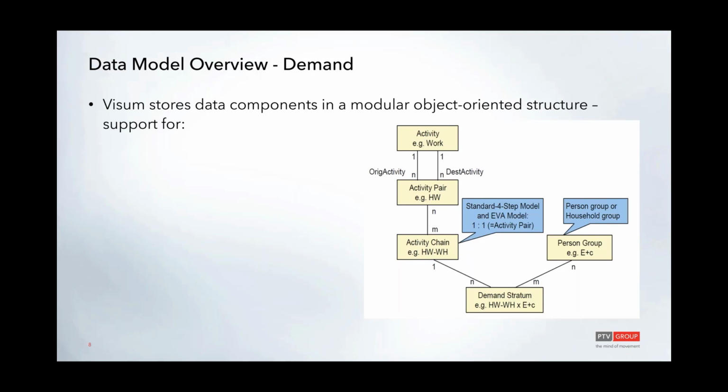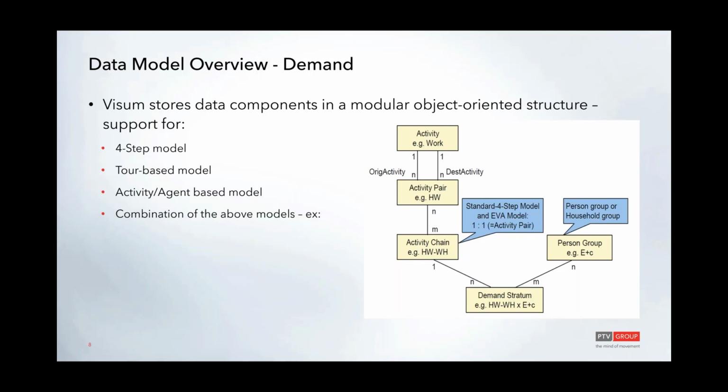Visum stores these components in a modular and object-oriented structure with support given for various elements. So we have the 4-step model component supported over here. We also support the tour-based model in this structure. And also now we have started supporting the activity or agent-based model structures with disaggregate objects for households, persons, and so forth.